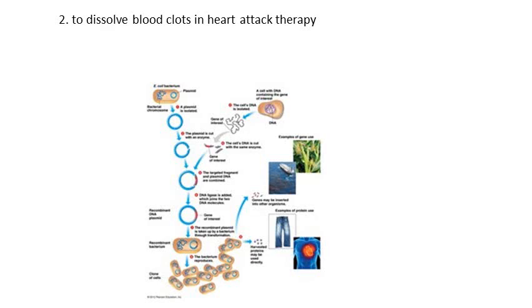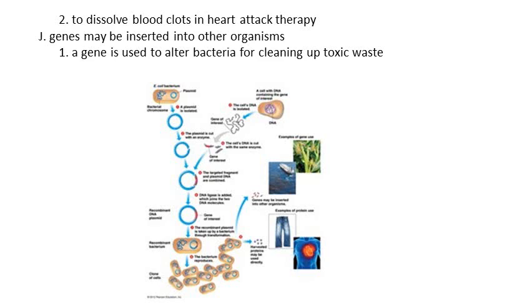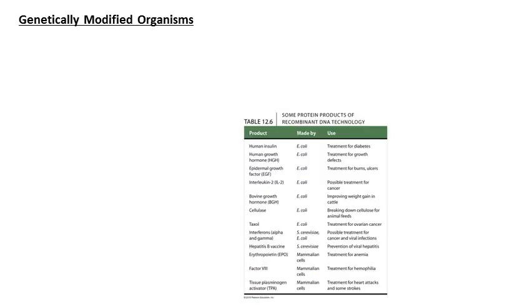Some of the proteins can actually be used to dissolve blood clots in heart attack therapy. Genes can also be inserted into other organisms. For instance, a gene can be used to alter bacteria for the cleaning up of toxic waste. And then genes have also been inserted into plants to confer traits. Now, when we talk about genes being moved into other organisms, across species lines, we're talking about GMOs, genetically modified organisms.